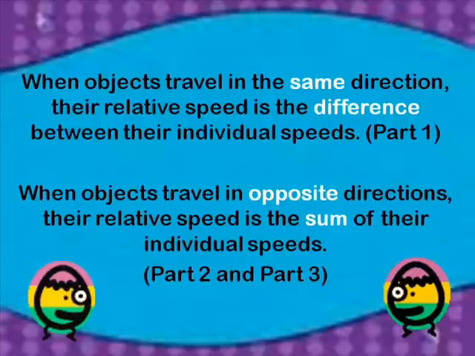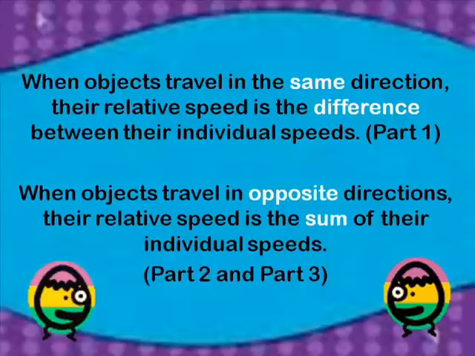Now, if we look at the data from parts 1, 2, and 3, we can make a very important conclusion. When objects travel in the same direction, their relative speed is the difference between their individual speeds. But when objects travel in opposite directions, then their relative speed is the sum of their individual speeds. So in part 1, where the objects were traveling in the same direction, they both were going down the same ramp, their relative speed was 0.25 minus 0.25, to give us 0 meters per second.